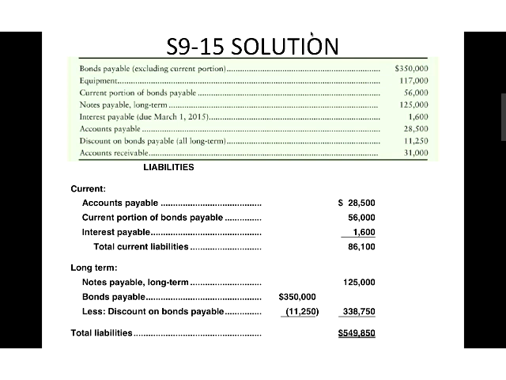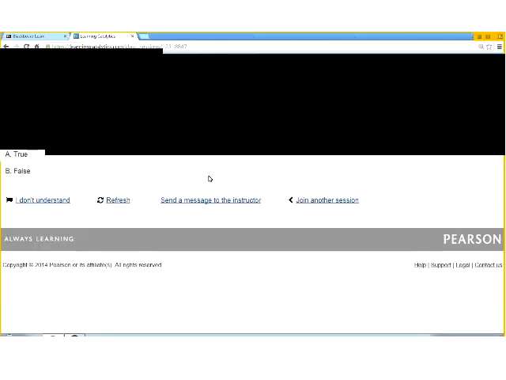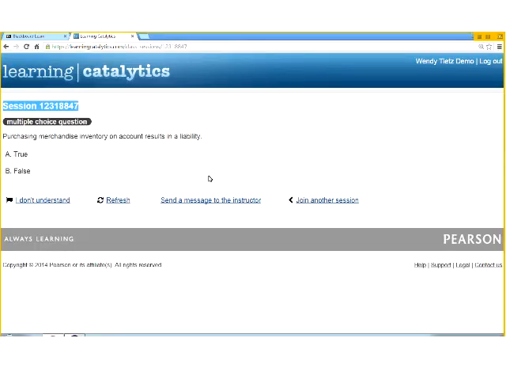Okay, we're going to do a couple more Learning Catalytics questions. I think we're going to start with the one that I wanted to do last time. We're pushing out another question. This one: purchasing merchandise inventory on account results in a liability, true or false? That question is out on Learning Catalytics right now.